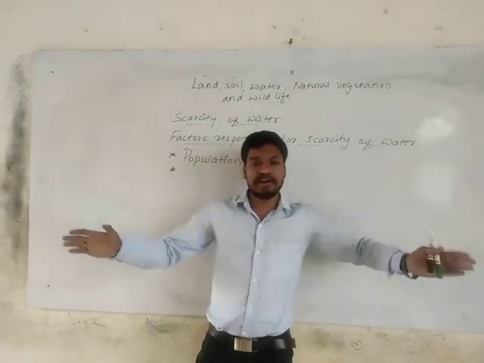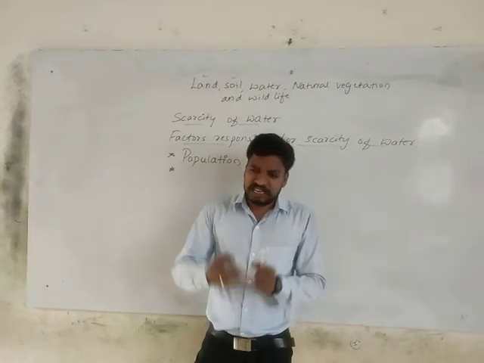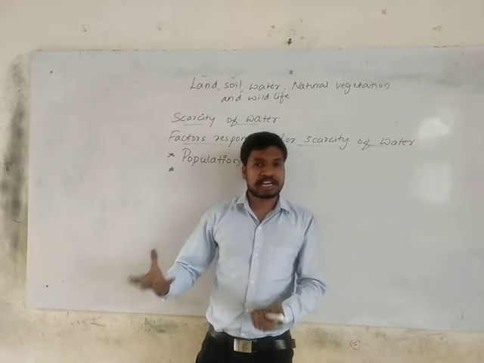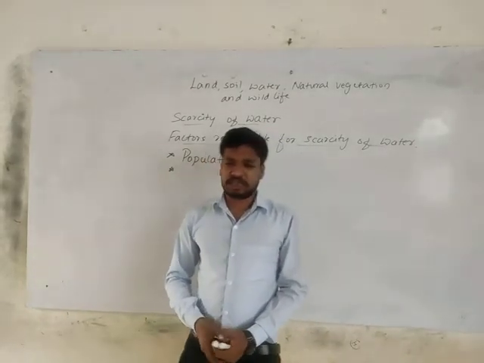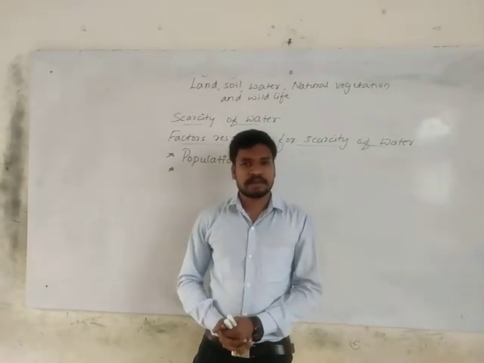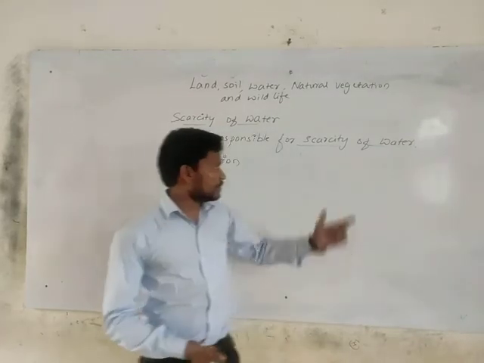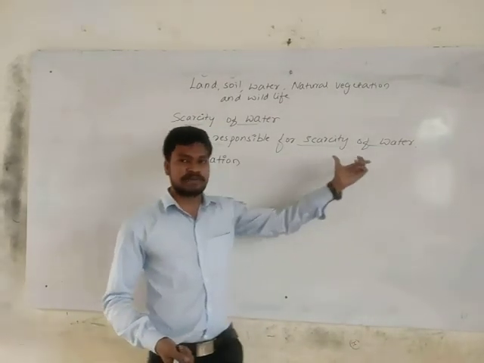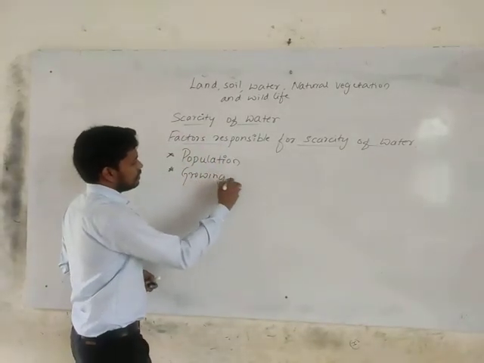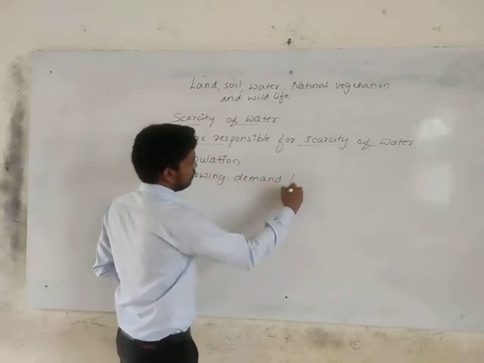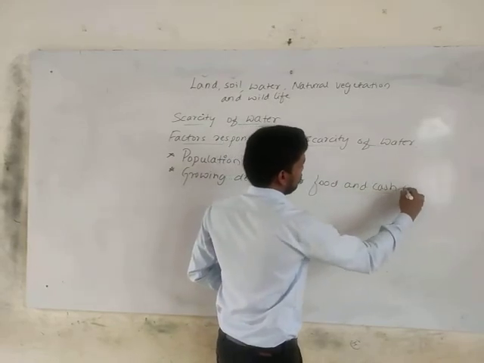They use 500, 200 acres to grow cash crops, continuously. They don't give any gap in between for regaining fertility. So they continuously grow crops, and that requires plenty of water. Because of that, we get a problem: we get a scarcity of water. So, the growing demand for food and cash crops.